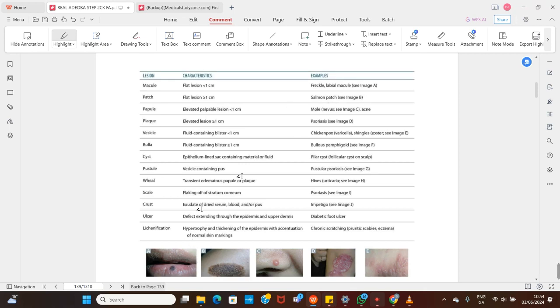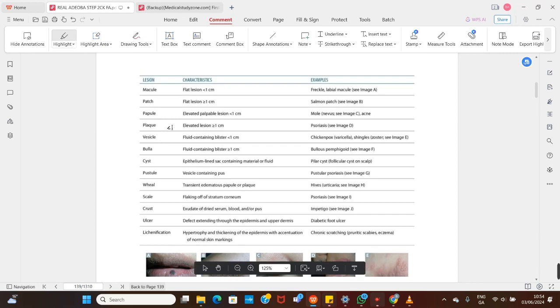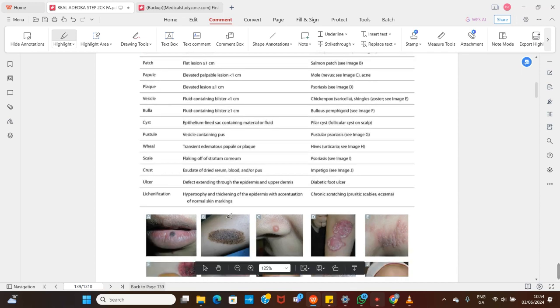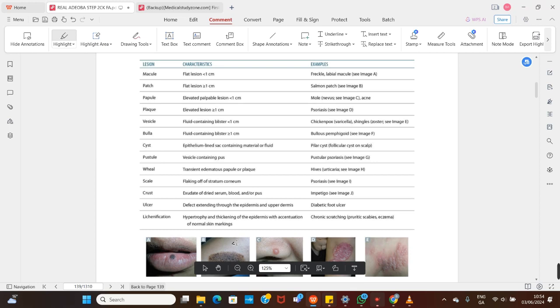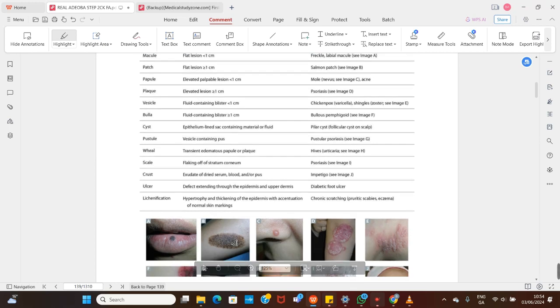Examples are the freckle and the labial macule, just like we have here. Then, if the flat lesion is more than 1 cm, we call it a patch, which is here, right? This is a patch. Examples are the salmon patch, the herald patch, and the patch you can see in vitiligo. We are going to talk about it very soon too. Then moving on to elevation. So we are done with the flat ones: the macule less than 1 cm, the patch greater than 1 cm. Now the solid elevated palpable lesions: if it is less than 1 cm, you call it a papule. If it's more than 1 cm, you call it a plaque.